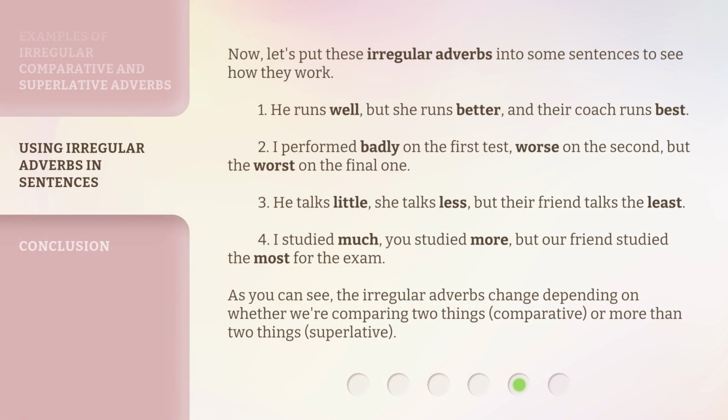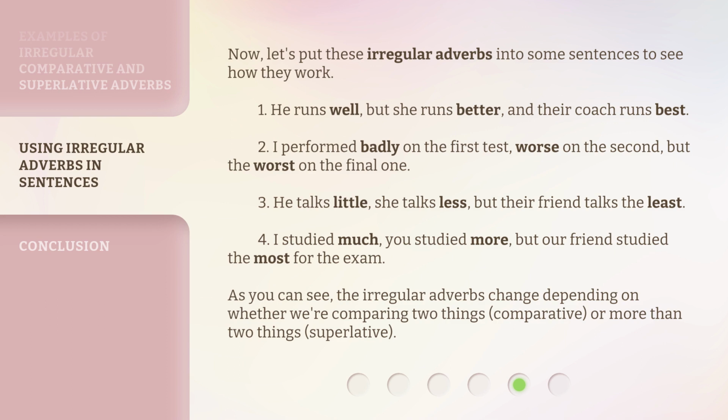Now, let's put these irregular adverbs into some sentences to see how they work. 1. He runs well, but she runs better, and their coach runs best. 2. I performed badly on the first test, worse on the second, but the worst on the final one. 3. He talks little, she talks less, but their friend talks the least. 4. I studied much, you studied more, but our friend studied the most for the exam.